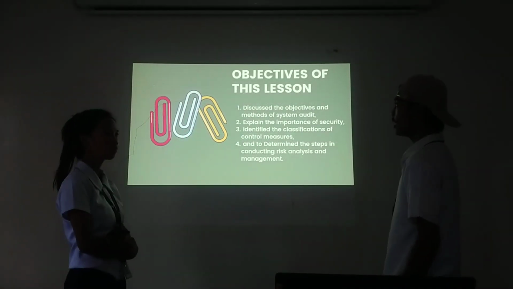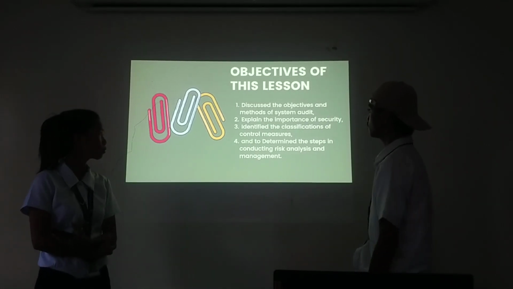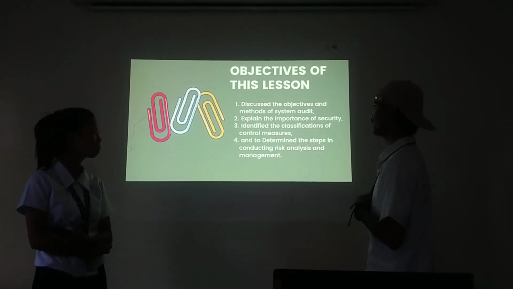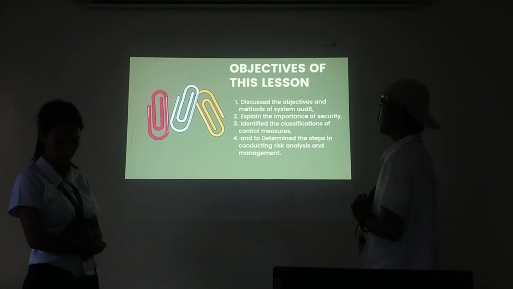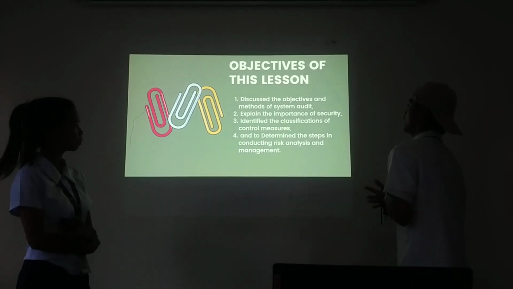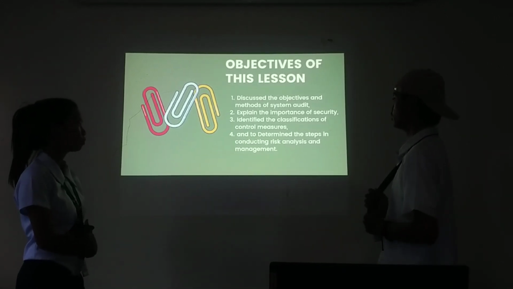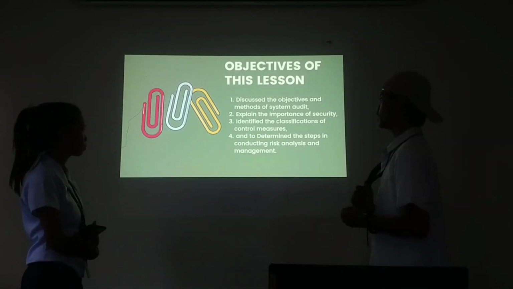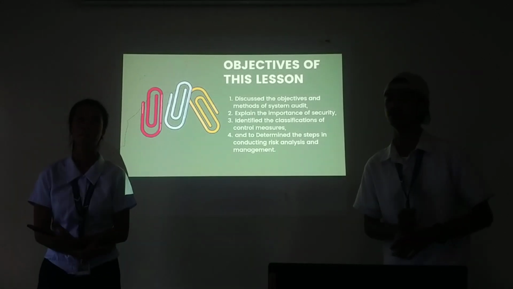So, our objectives in having this report is to discuss the objectives and methods of a system audit. Number two, explain the importance of security. Number three, to identify the classification of control measures. And lastly, to determine the steps in conducting the risk analysis and management.